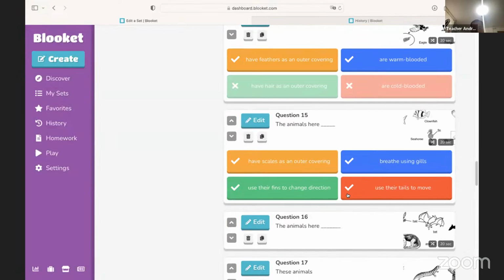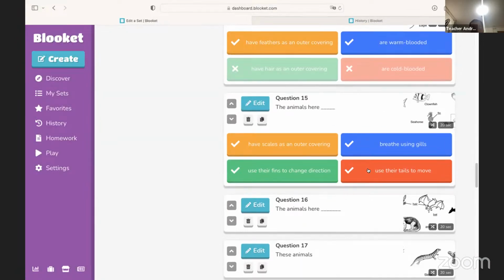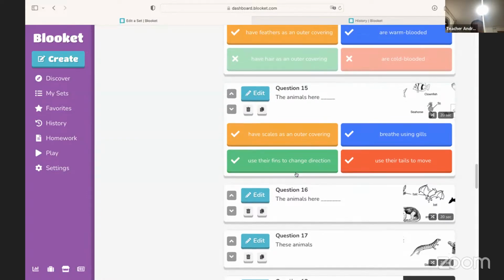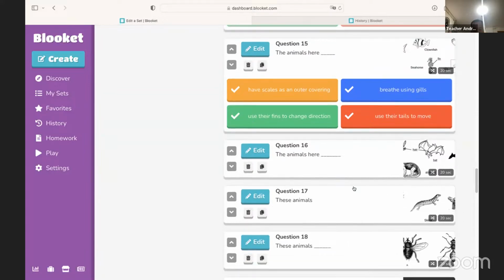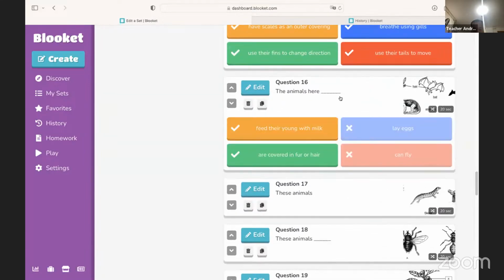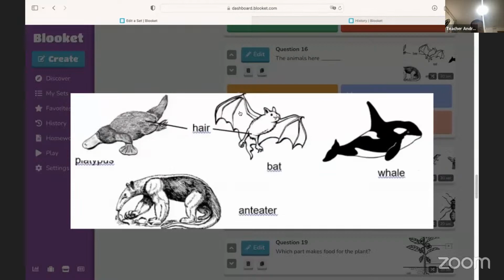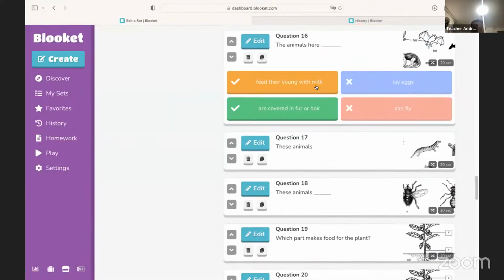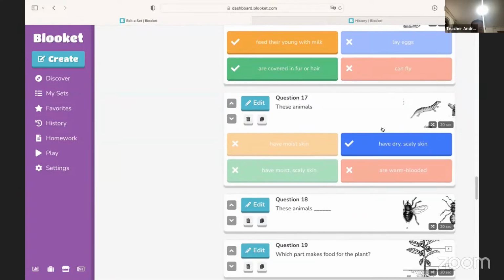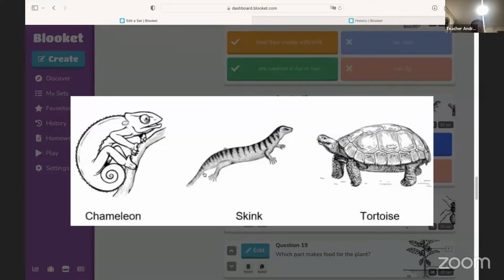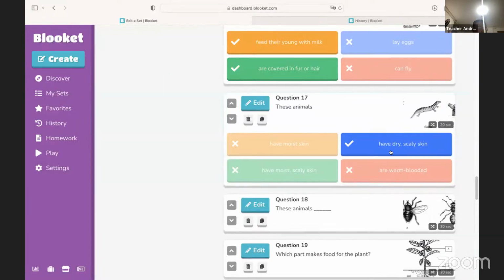All right. So they use their tails to move. They have fins to change direction. They have scales and breathe through gills. All right. The animals here are basically mammals. Mammals feed their young with milk and are covered with fur or hair. All right. These animals, tortoise, all these animals here have dry, scaly skins.